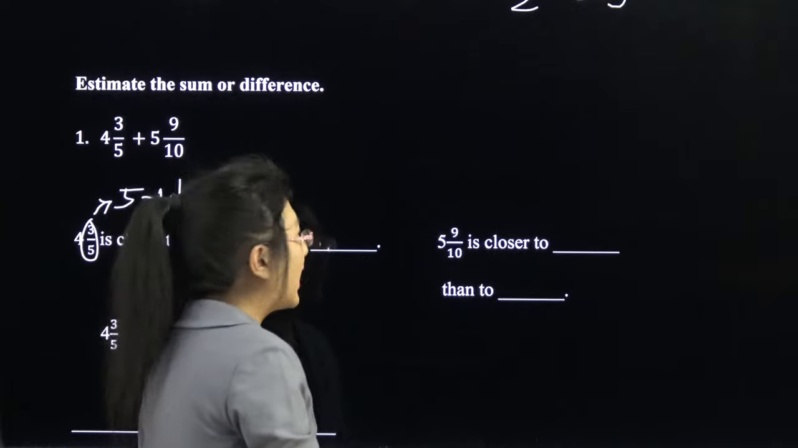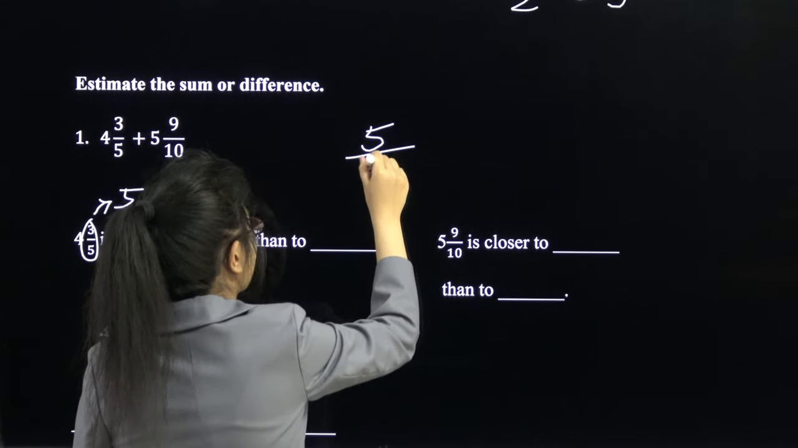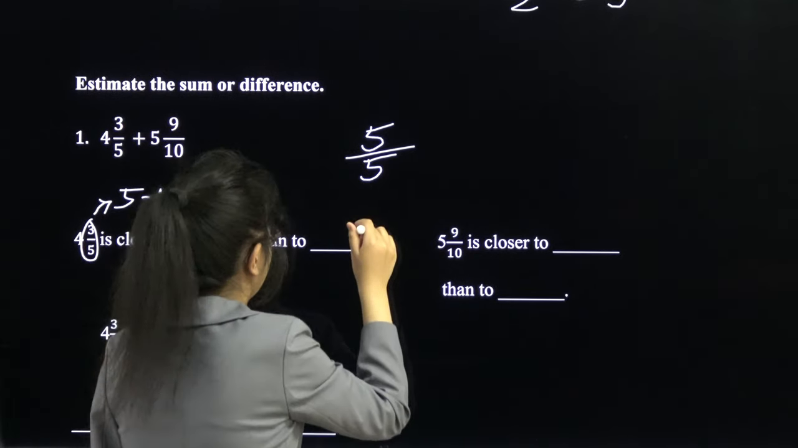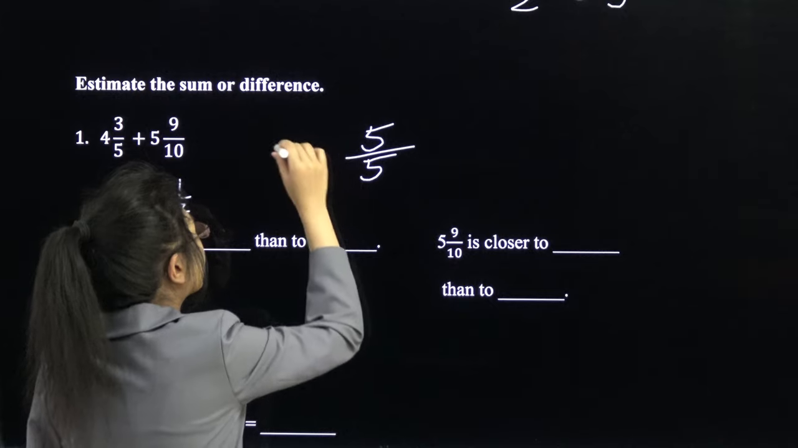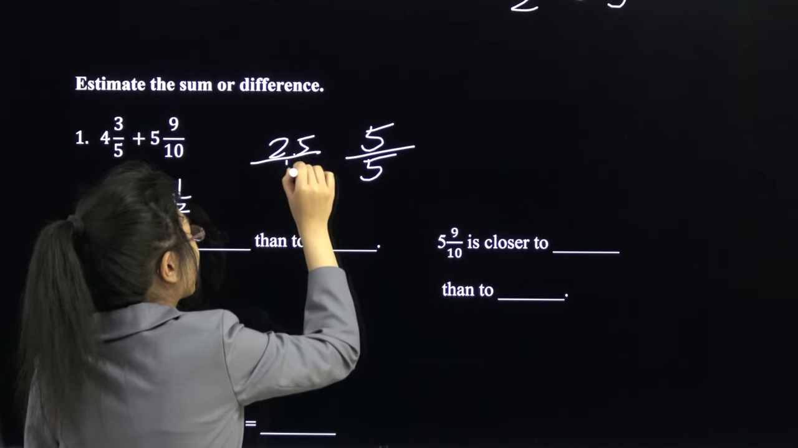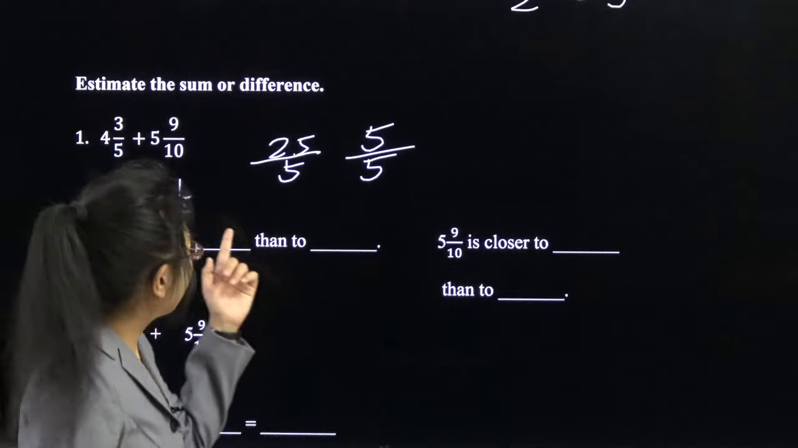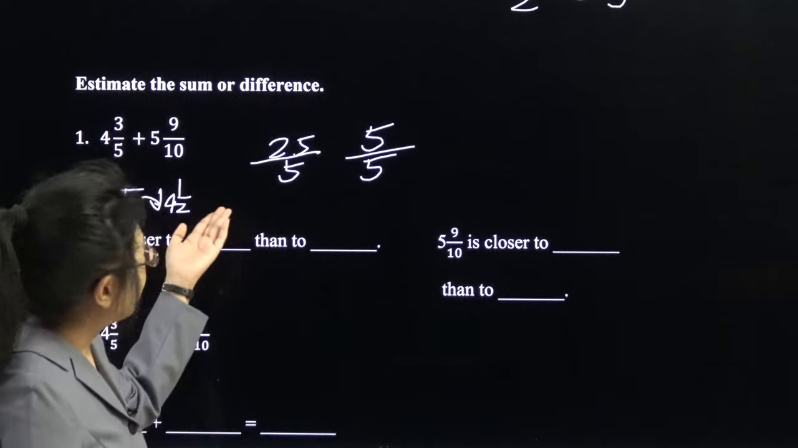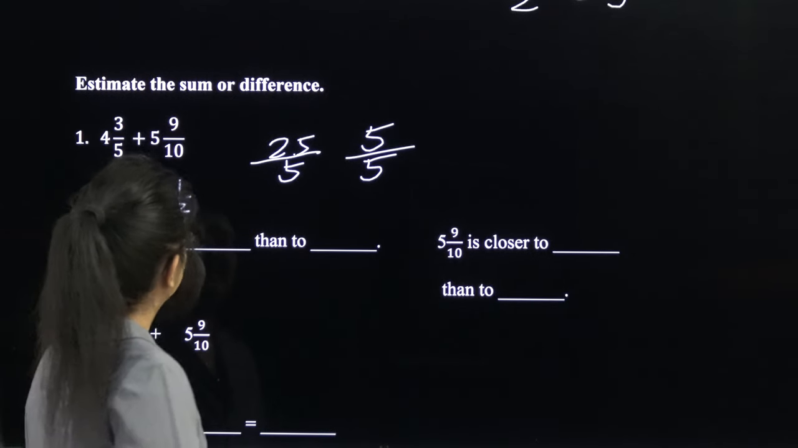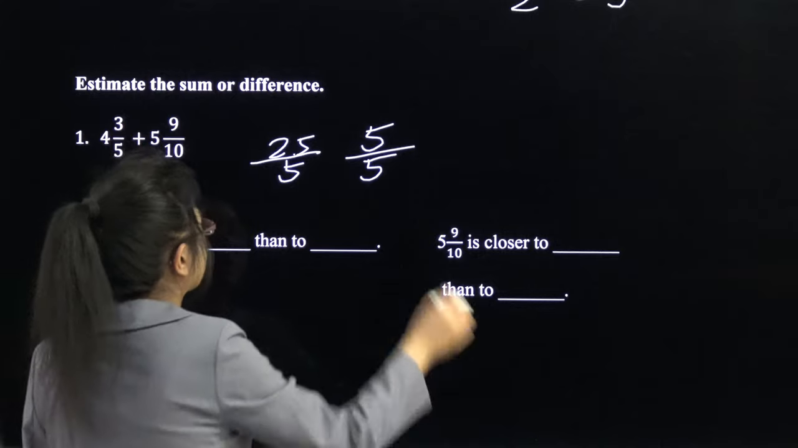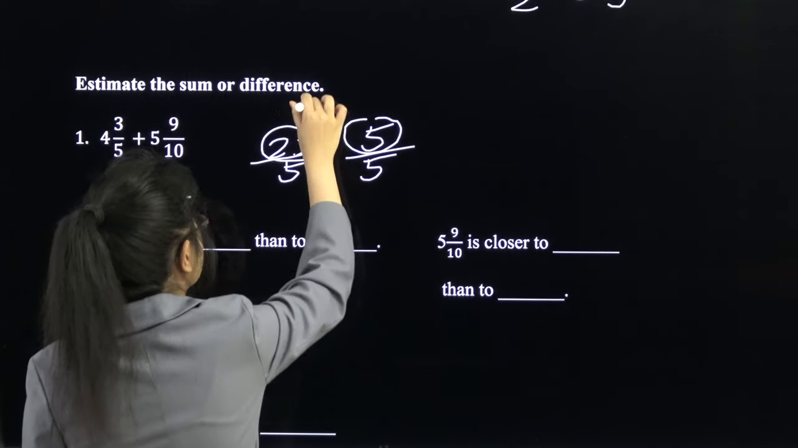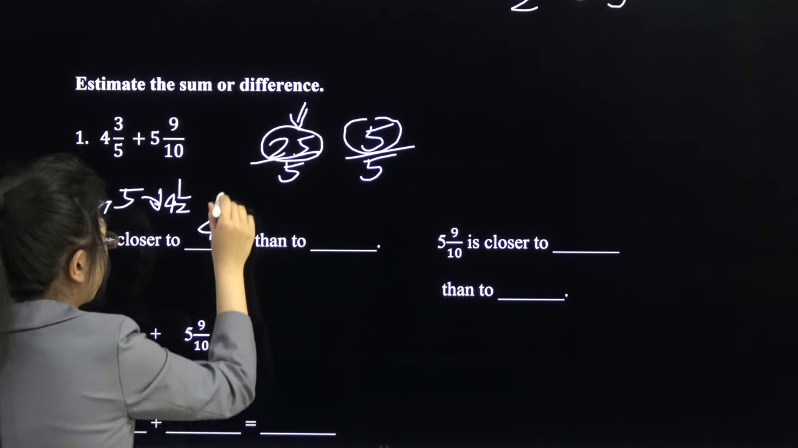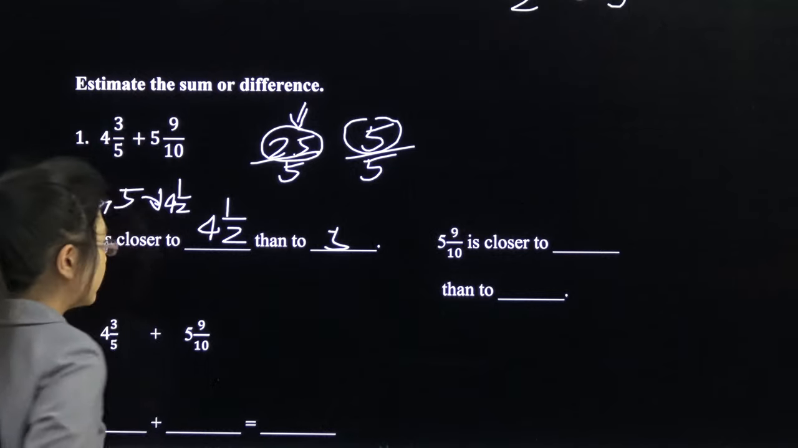Well, if it's 5, which means rounding up to the next number, then it would be 5/5. And if it was half, then it'd technically be 2.5/5. But most people wouldn't write it like this because you aren't technically supposed to have decimals in the fraction. Now, which one is 3 closer to? 2.5 or 5? It's closer to 2.5. Therefore, 4 3/5 is closer to 4 1/2 than to 5.